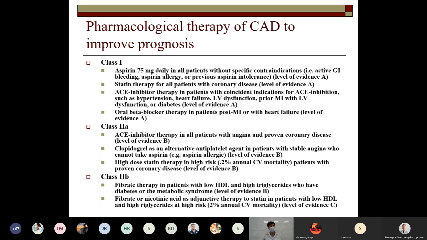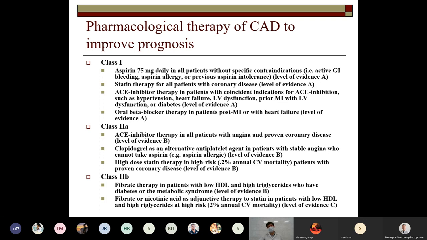Beta blockers in the patient after myocardial infarction or the patient with heart failure with reduced left ventricular ejection fraction should be immediately prescribed, because recent clinical trials showed that this approach improved survival and declined the risk of readmission to the hospital. For patients who are intolerant to aspirin, you have to switch the therapy from aspirin to clopidogrel.